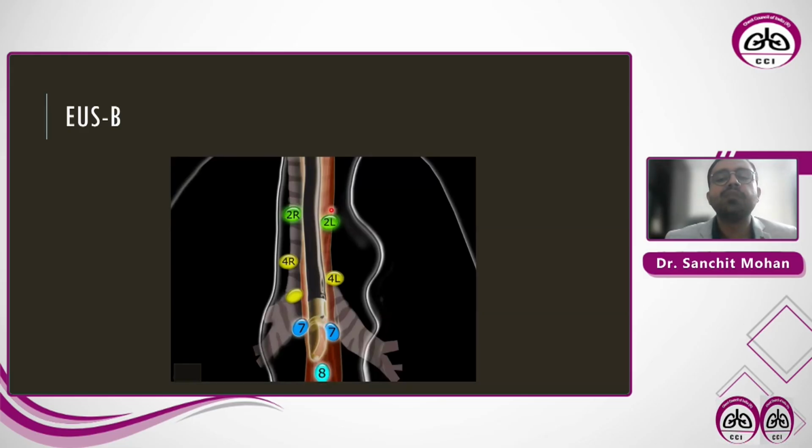And many a times, station 2L and station 4L can also be seen on the EUS-B. And many times, station 2L and station 4L specifically are very small. So when you're puncturing the station 4L from the trachea, because of the cartilaginous structure of the trachea, it is very difficult to puncture a small lymph node. So in those cases also, you can go ahead with EUS-B, and because of the muscular structure of the esophagus, you'll be able to puncture the 4L lymph node very easily. And EUS-B can also help in identifying the station 5 and 6.